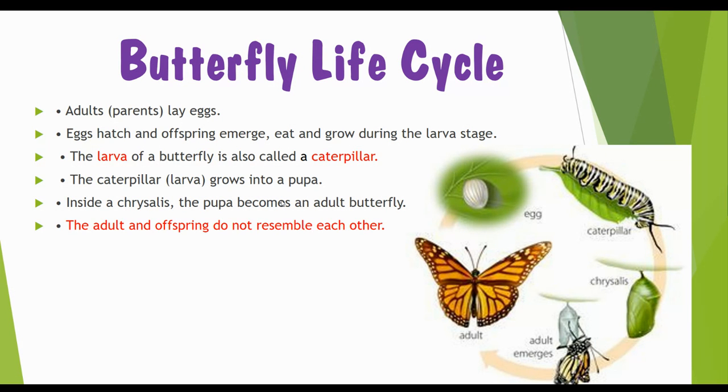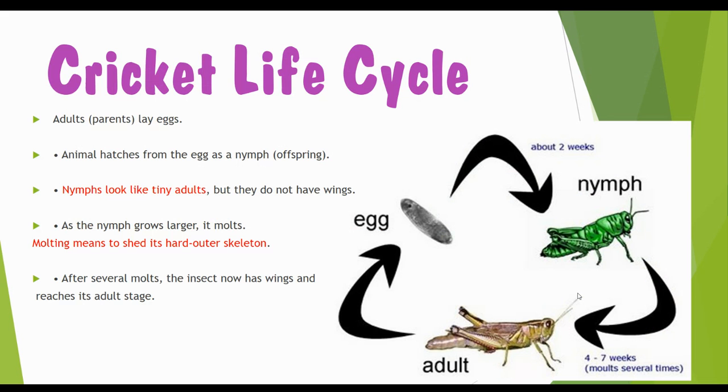So looking at the butterfly life cycle, the adults lay eggs, the eggs hatch and offspring emerge. They grow into the larva stage. The larva, remember, is also called the caterpillar. Then the caterpillar grows into a pupa, which is a chrysalis. And then the adult comes out of the chrysalis and it grows into adult. So again, this is a complete difference, which is a complete metamorphosis.